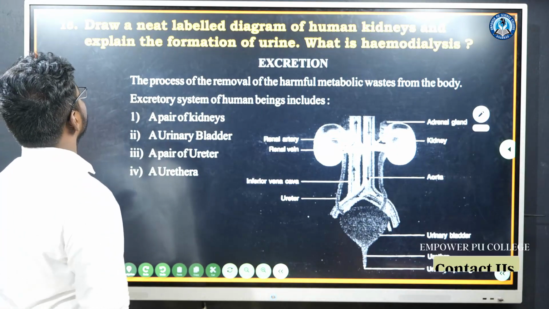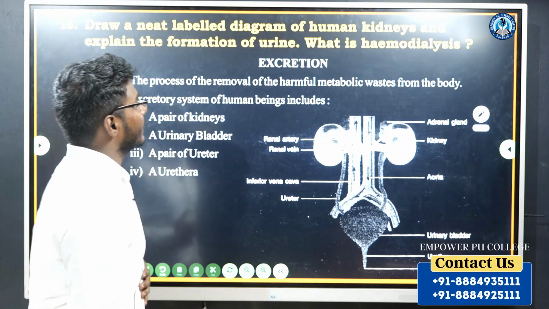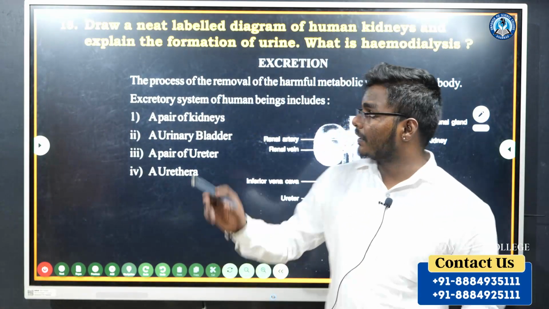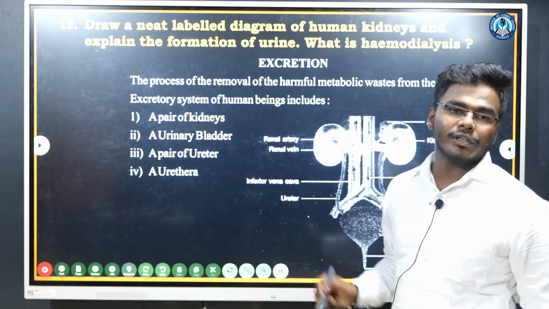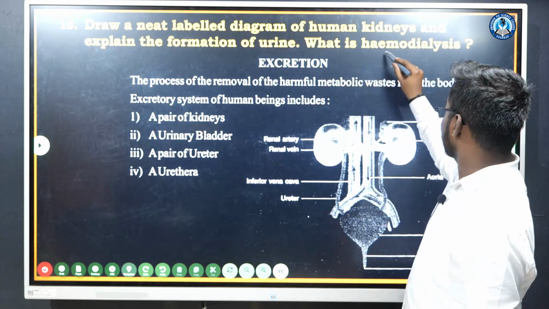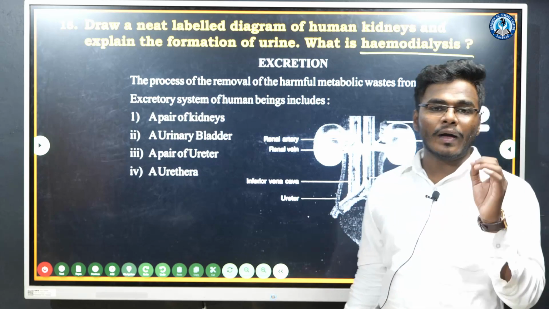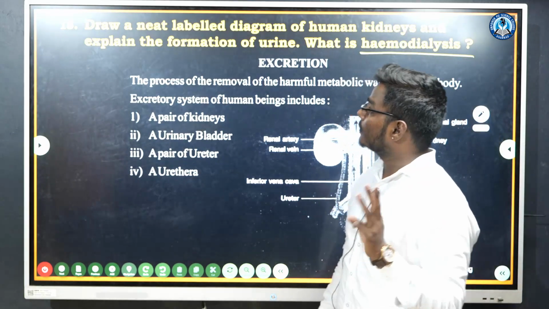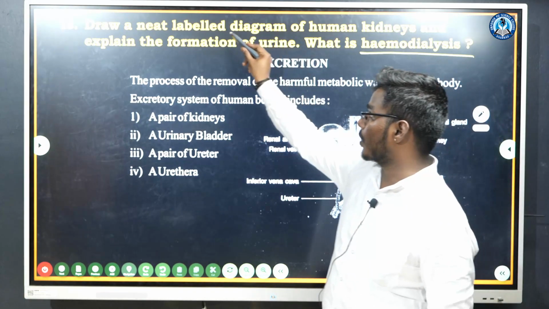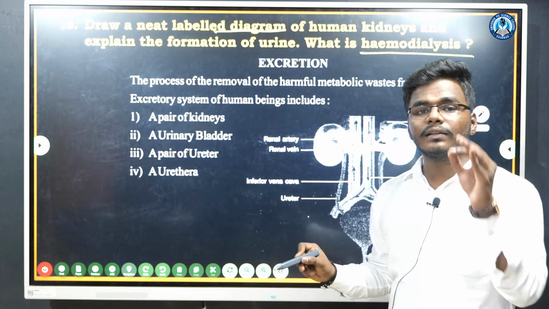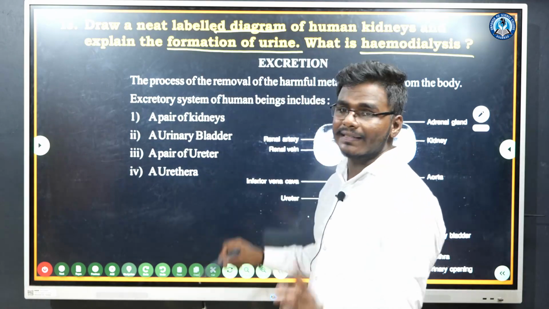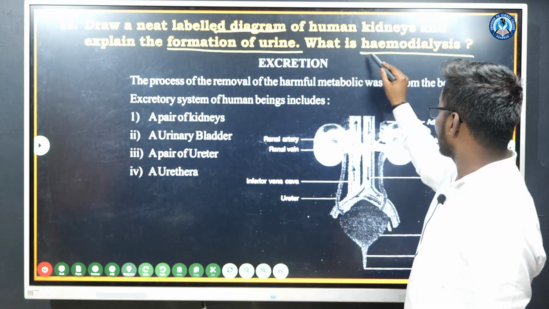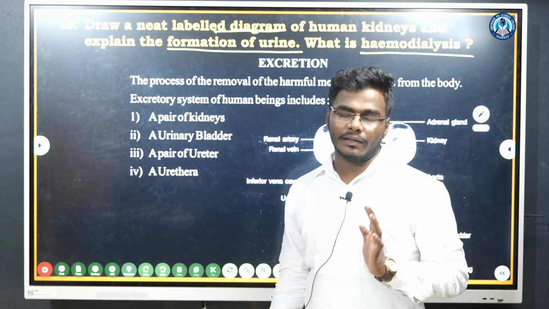So next question is, draw a neat labeled diagram of the human kidney and explain the formation of urine. What is hemodialysis? So in one question itself there have been three questions asked. One thing is, you need to draw a neat labeled diagram. Then you need to explain the formation of urine. This is your second one. And what is meant by hemodialysis.